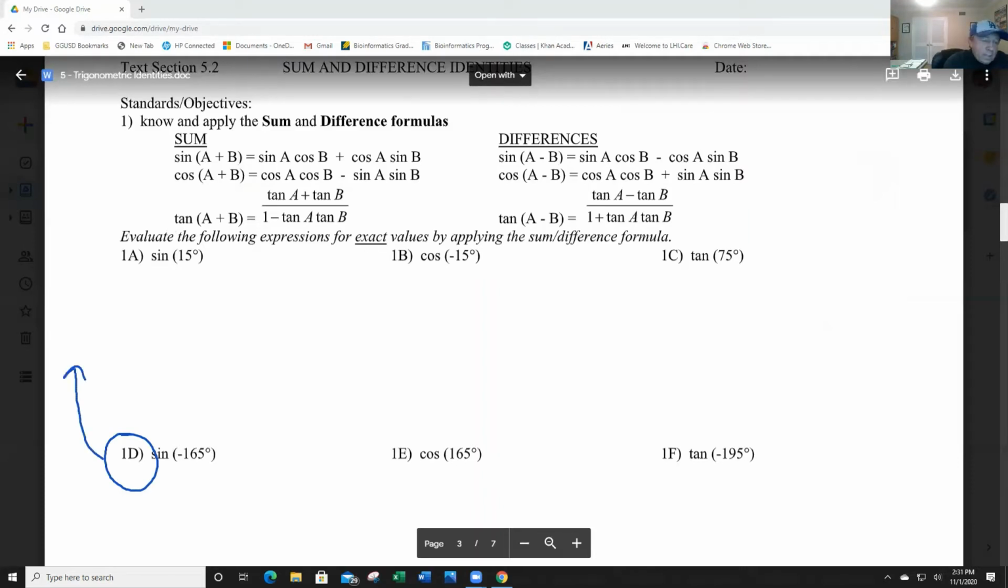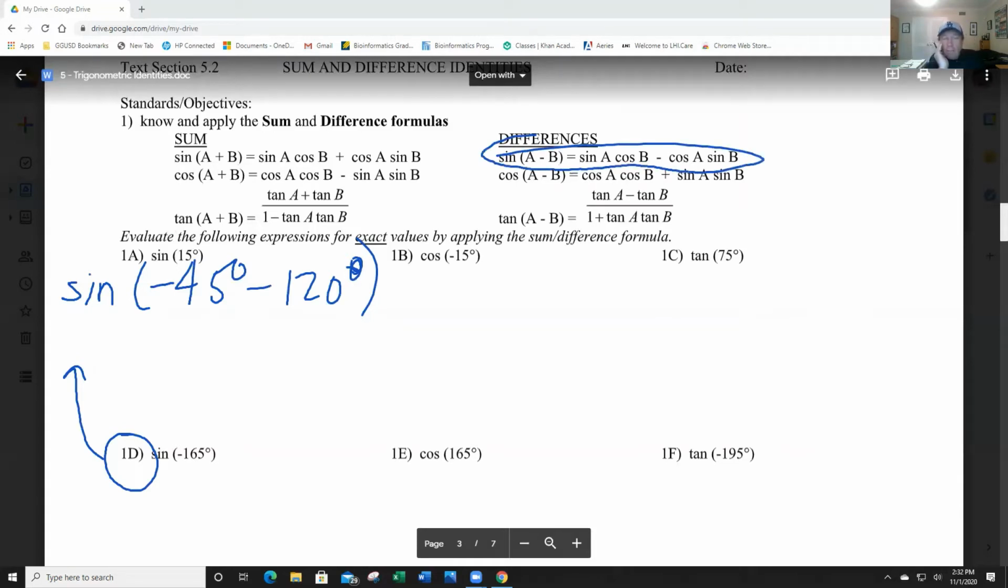So it's going to be the sine of negative 45 degrees minus 120. Okay. So that does make negative 165, and I'm going to use a difference one, okay? So I'm going to use a difference one, which will be, let's see here, sine, right here. Now, if you wanted to do negative 45 plus negative 120 and use a sum one, it'll come out the same answer. Okay, so I may have to do a couple quick drawings on this.